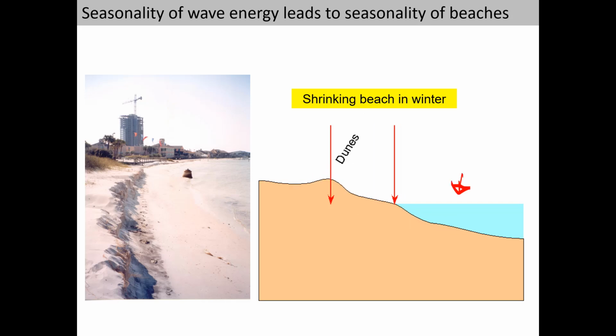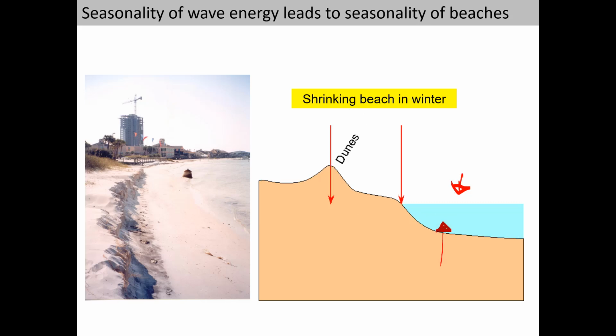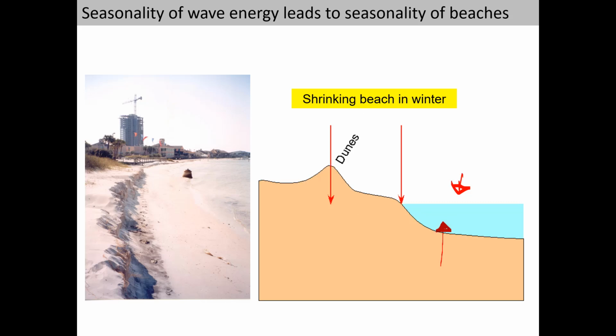What often happens is that sand is transported away from the beach and the dunes and accumulates as sandbars, which are located offshore. These undersea accumulations of sand are called sandbars. The main point to see here as well is that the width of the beach, indicated by the distance between those two vertical red arrows, decreases during the winter as sand is moved from the back part of the beach offshore.